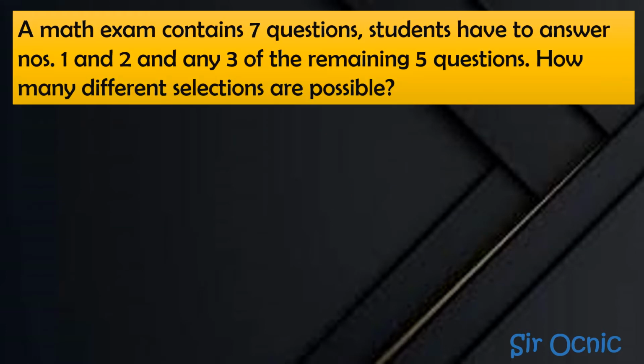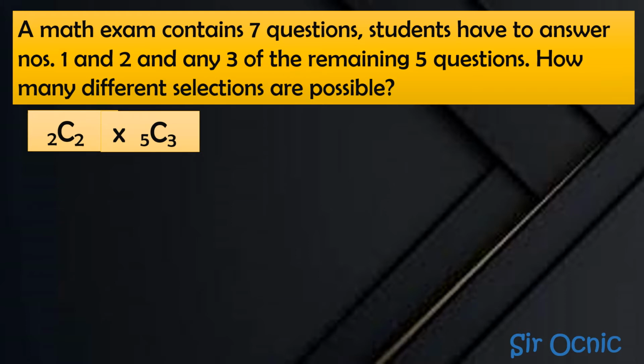A math exam contains 7 questions. Students have to answer numbers 1 and 2 and any 3 of the remaining 5 questions. How many different selections are possible? We have 2 operations here. We will have combination of 2 taken 2 at a time, simply because each student is required to answer the first two questions. And we are going to multiply this to combination of 5 taken 3 at a time because the student is allowed to answer any 3 of the remaining 5 questions.